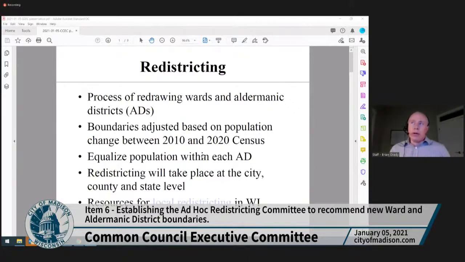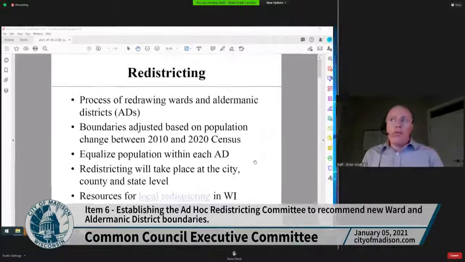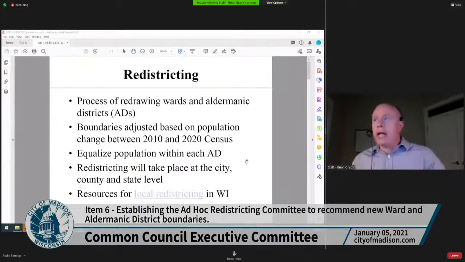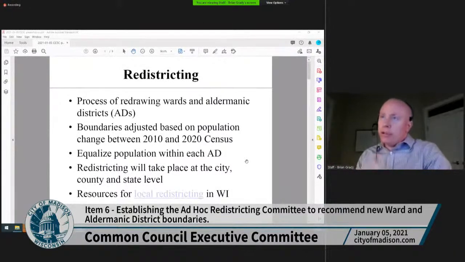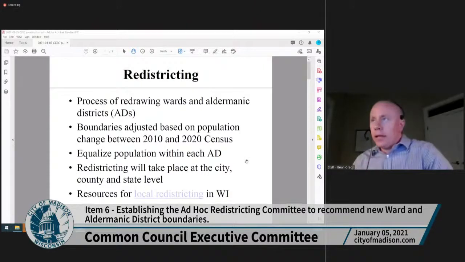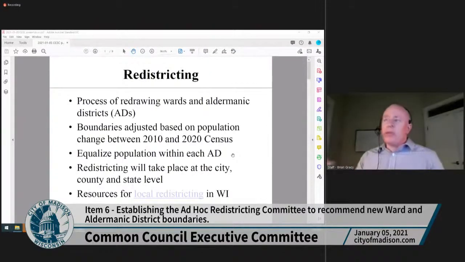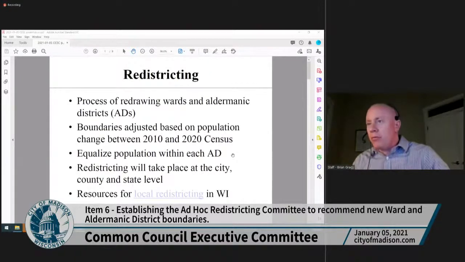Overall, here's what we're accomplishing with redistricting. This is for the city of Madison. This is the process of redrawing our wards and aldermanic districts. The wards are the building blocks for aldermanic districts, also county supervisor districts, and state-level elected officials as well, state assembly and senate districts. We're going to be adjusting the boundaries based on population changes that took place between the 2010 and 2020 census. The overall goal of this process is to equalize the population within each district, so we have more equal representation. Basically, one person, one vote is the principle there.